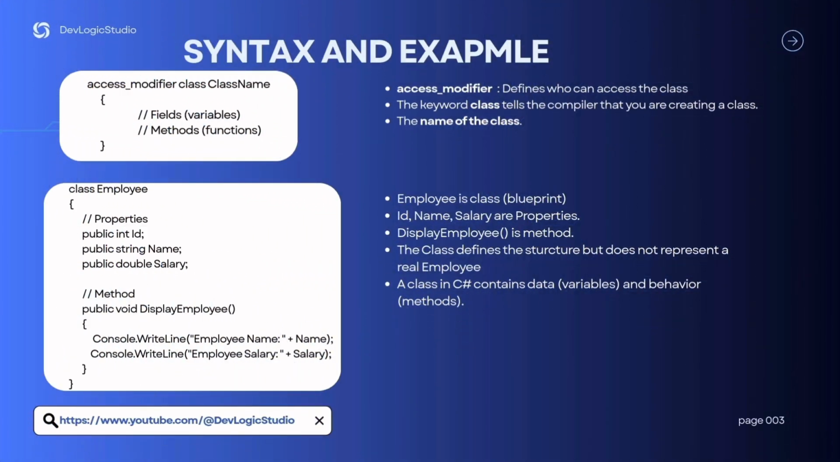Now let's look at the syntax and a simple example of a class in C Sharp. To create a class, we use the keyword class followed by the class name. Inside the class, we can define variables which are called fields or properties, and we can also define methods. In this example, we have created a class Employee, and this class contains three properties: ID, Name, and Salary. It also contains a method called DisplayEmployee which prints the employee name and salary to the console. So remember, a class only defines the structure. It does not represent a real object until we create an instance of the class.